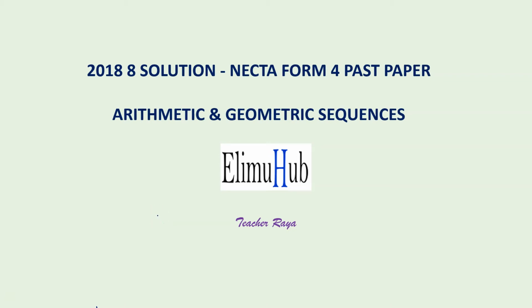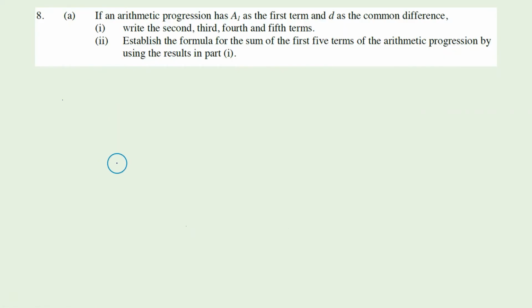I'm going to solve question 8 from NECTA Form 4 2018 past paper. The topics for this question are arithmetic and geometric sequences. So for 8a, we're told if an arithmetic progression has a1 as the first term and d as a common difference, write the second, third, fourth, and fifth terms.